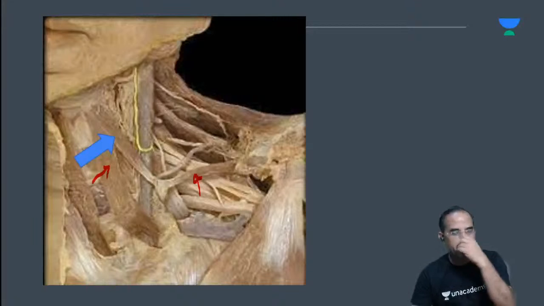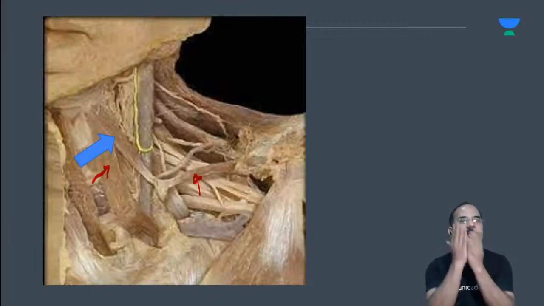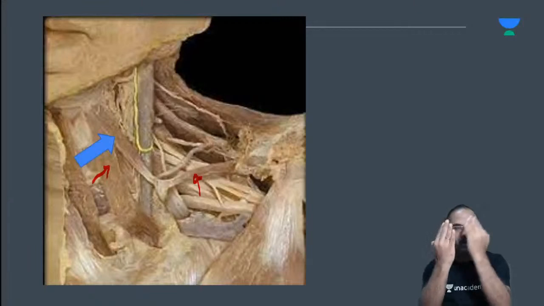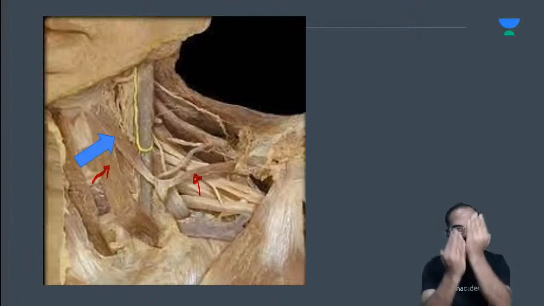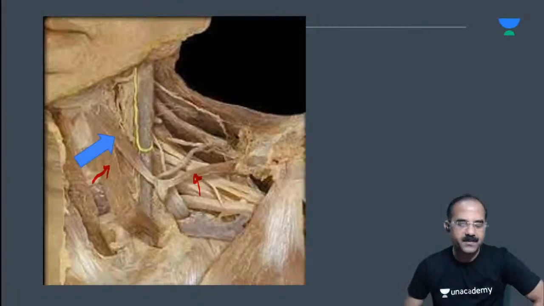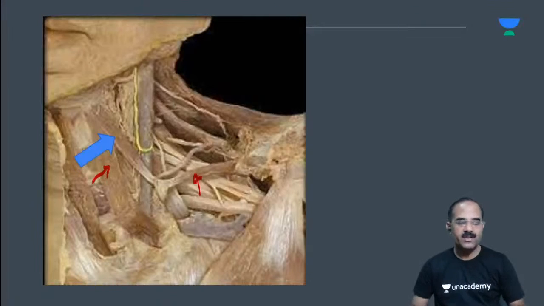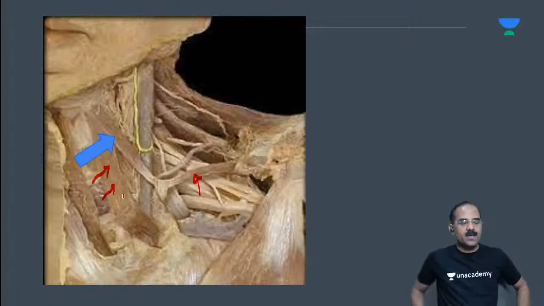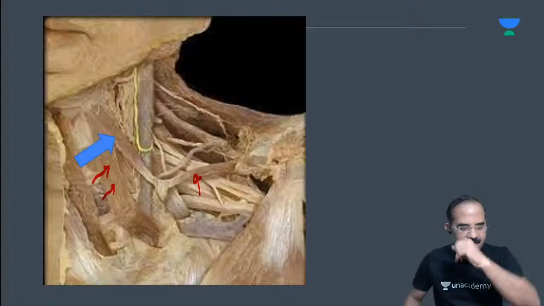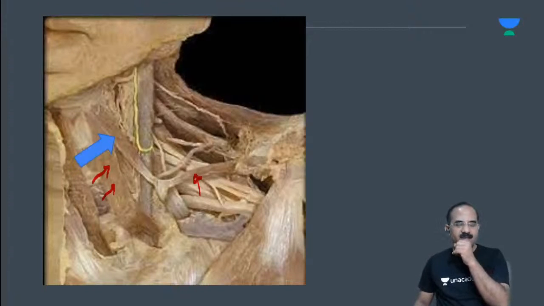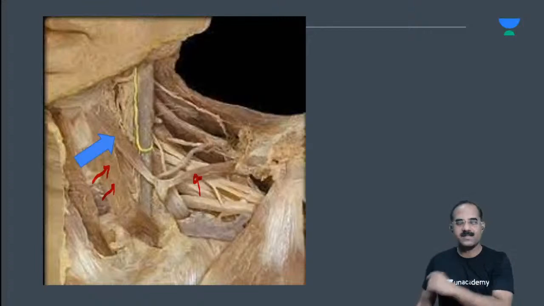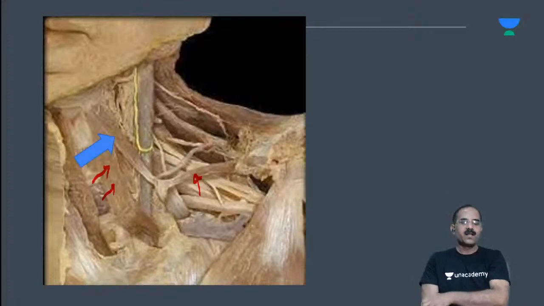Which is the muscle next to the superior belly? In the same plane they lie. If this is the superior belly of omohyoid, what is this muscle? The one which I've pointed. Again I'm pointing this muscle. Come on, guess this. Sternohyoid. Yes, that's sternohyoid. Very good.